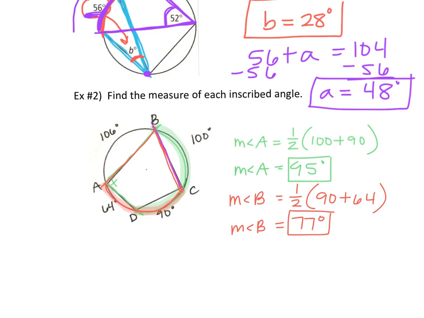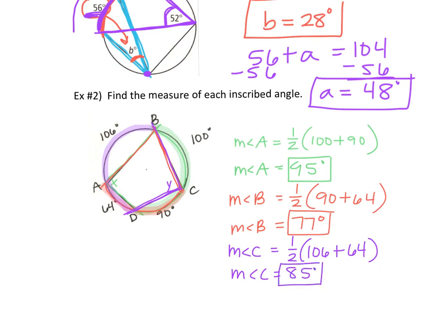Angle C, okay, so we're looking for, we'll call it Y here, we're looking for that angle measure. Well, the intercepted arc here is going to go from B all the way around to D. How big is that arc? We would say the measure of angle C is half of that arc, and that arc is 106 plus 64. So that's 170. So you're taking half of 170, which means the measure of angle C is 85 degrees.